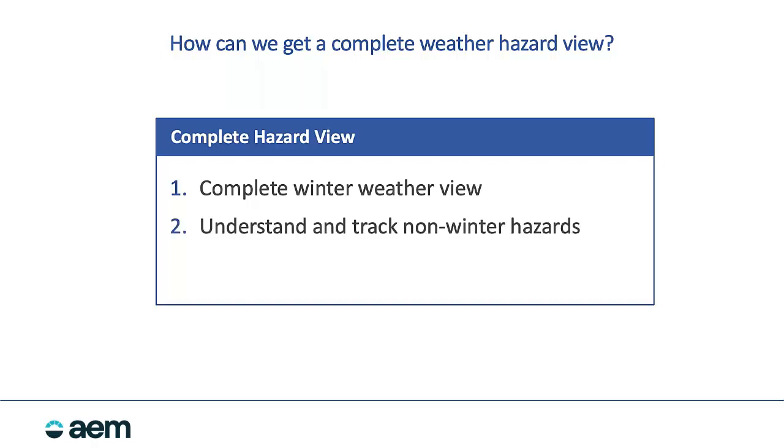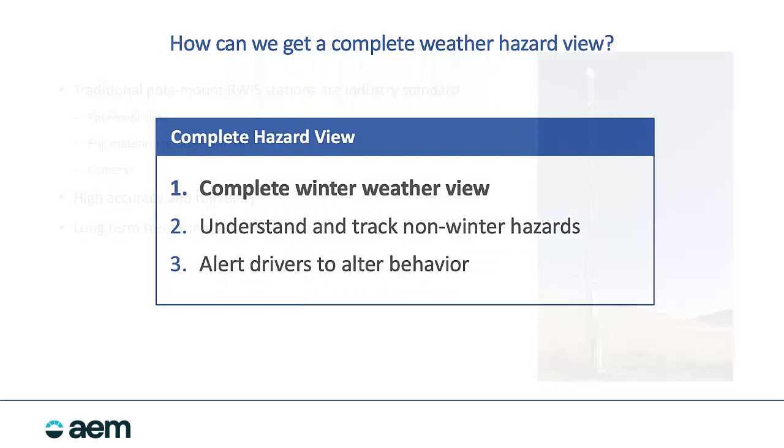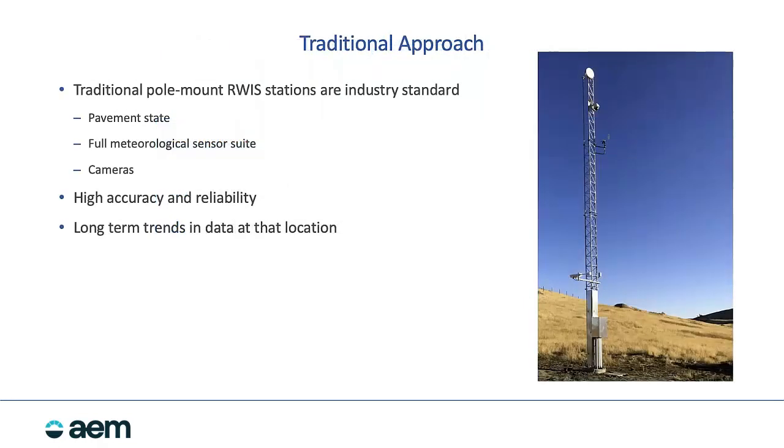The second is understanding and tracking those non-winter hazards, as I'm calling them, that are just as deadly and have just as big of an impact on roads. And the last area is even extending that detection and that understanding and being able to alert motorists and drivers on the road so they can alter their behavior. So the first one we're going to dig into is getting a complete winter weather story.